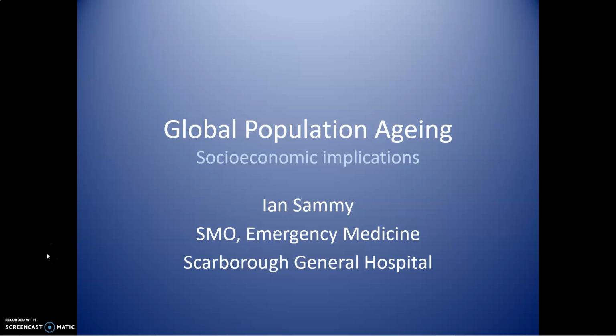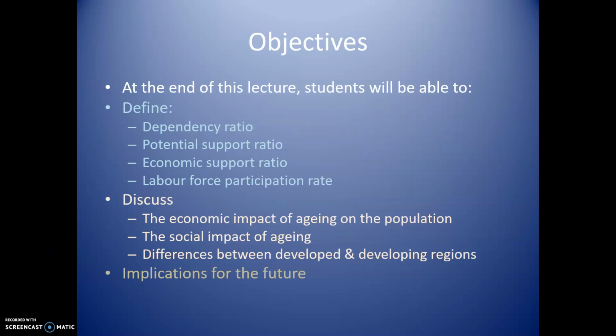The fourth and final lecture on global aging will focus on the socio-economic implications of aging across the world. At the end of this lecture, you'll be able to define certain ratios used in economics and sociology, including the dependency ratio, the potential support ratio, the economic support ratio, and the labor force participation rate. You'll also be able to discuss the economic and social impacts of aging, as well as the differences between developed and developing regions, and implications for the future.